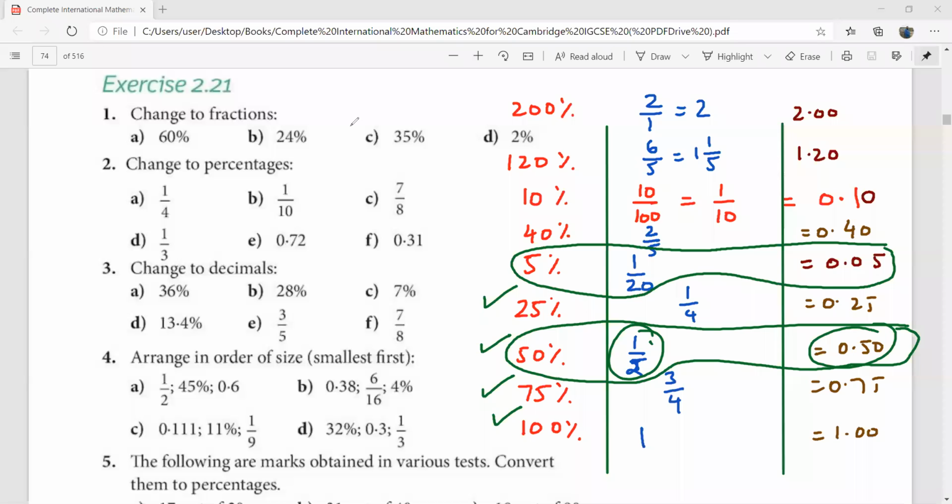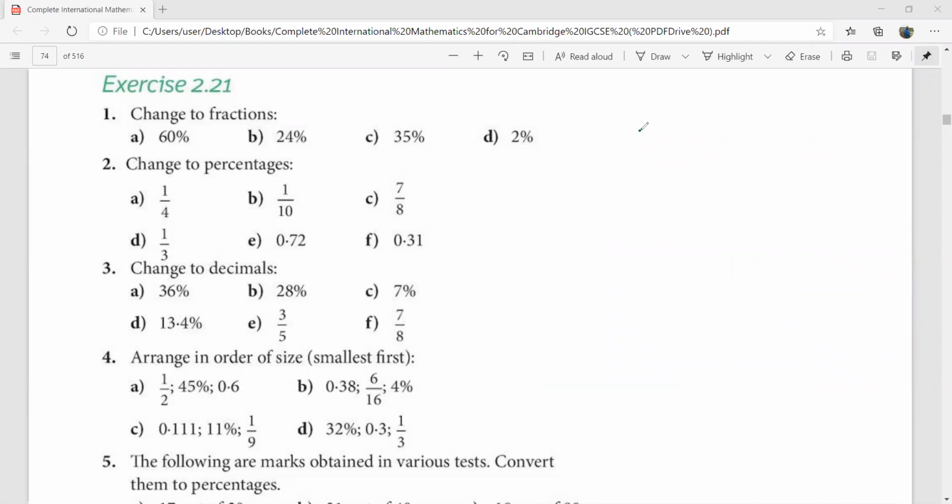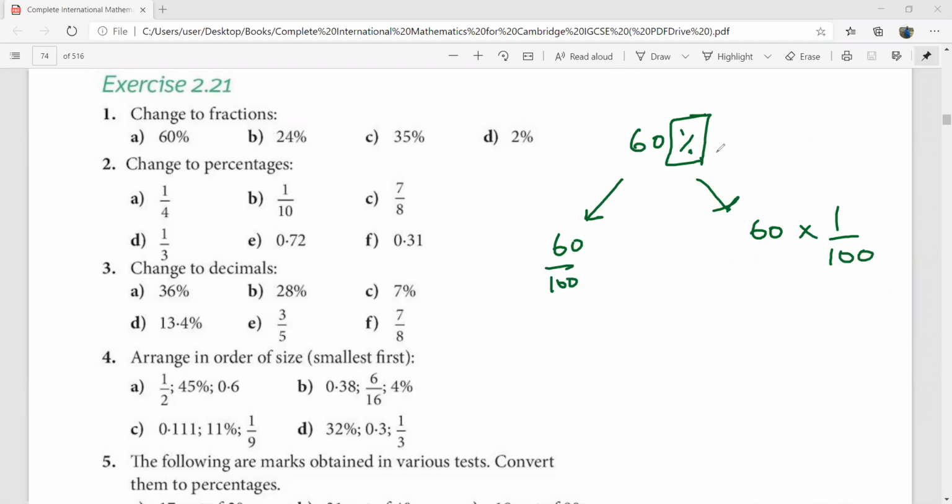So you have covered half of this over here. When there is already a percent sign and you want to remove it, for example, if there is 60%, you can write this either as 60 over 100, or as 60 times 1 over 100, because this percent sign means that this is representing out of 100. So you can write it in either of these two ways. That means the same.